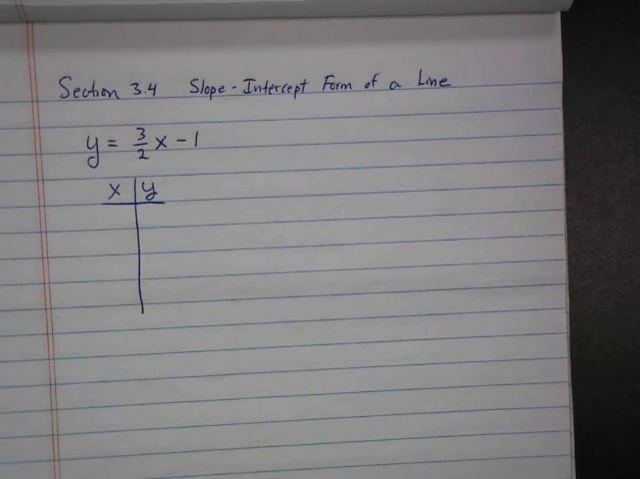I want you to tell me your favorite number in the whole wide world to plug in for x. 6. Nope, that's not your favorite number in the whole wide world. 0. 0 is your favorite number to plug in and pick. Although 6 is also an excellent number, we'll use 6 also.